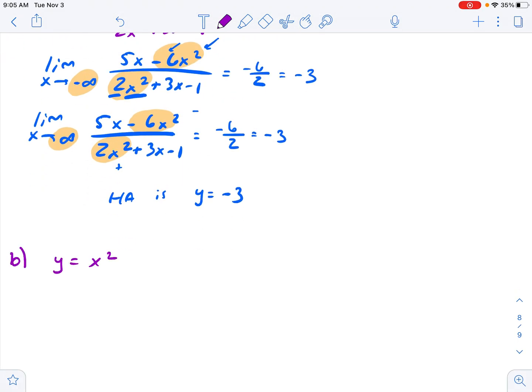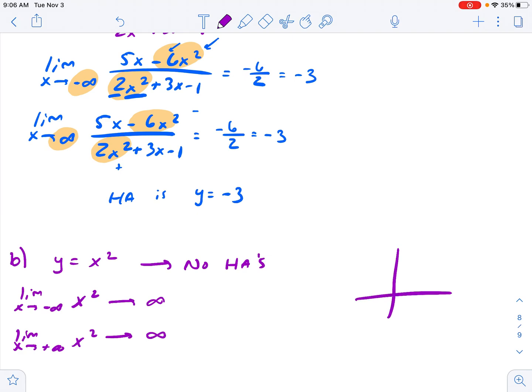What if I look at y equals x squared? There's a parabola. Limit as x approaches negative infinity of x squared versus limit as x approaches positive infinity of x squared. In either event, these things are going off to infinity. We don't get any sort of number back. So that's an indication there are no horizontal asymptotes.